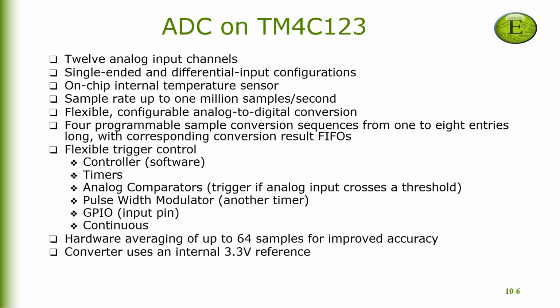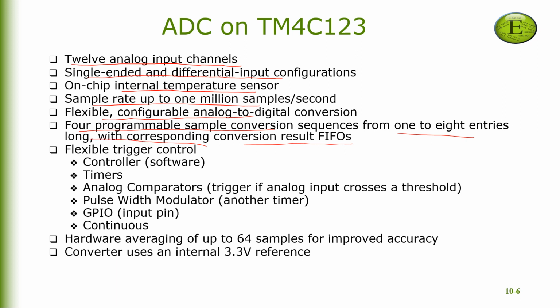More attributes of the ADC. The ADC can accept input from 12 different analog input channels, single-ended as well as differential input configuration, an on-chip internal temperature sensor, a sampling rate up to 1 million samples per second, and a flexible, configurable analog to digital converter. As a programmer you can utilize up to 4 programmable sample conversion sequences from 1 to 8 entries long, with corresponding conversion results in first in first out hardware buffers. Flexible trigger control.